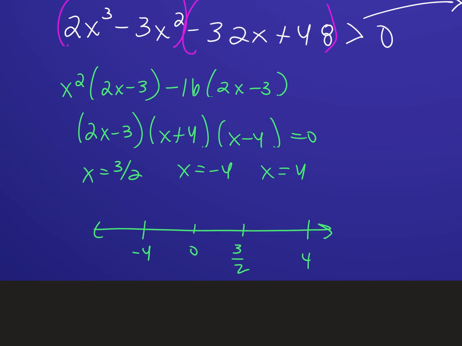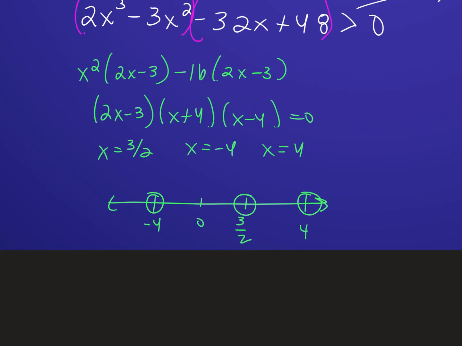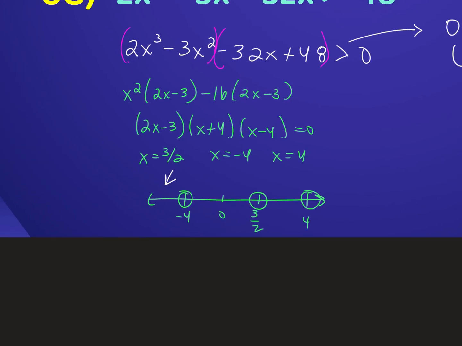What kind of dots do I have at all of those points? Open. So I have an open one here, an open one here, and an open one here. So we need to see where we have to shade. We're going to have to pick some points and plug in. So the first thing I want to do is check this area here, anything to the left of negative 4. So pick a number that is less than negative 4. Negative 5, okay?